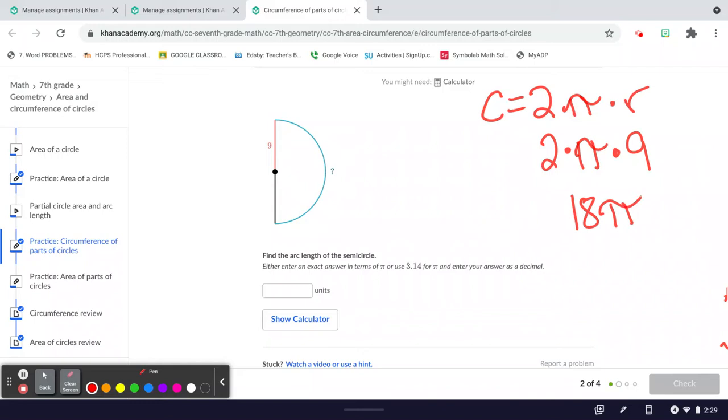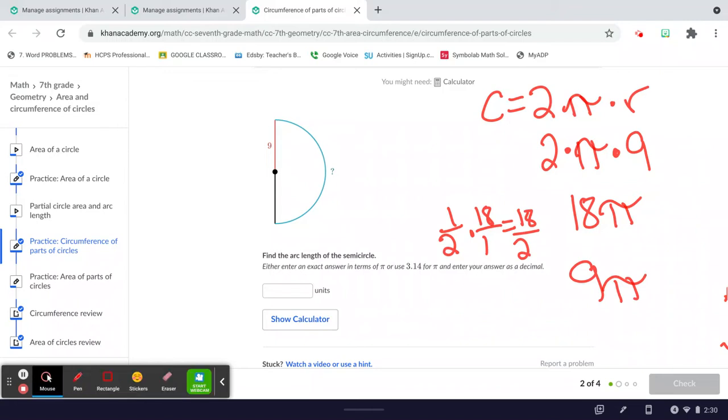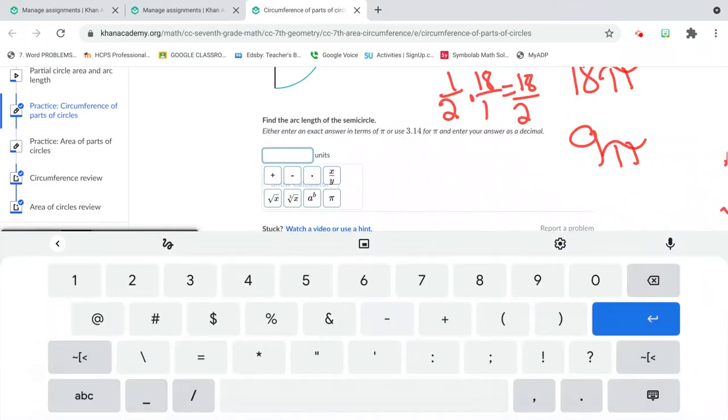This would have been my circumference for the entire circle, but I don't have a whole circle. I have half of a circle. So I take 1/2 and I multiply it by 18 over 1. 1 times 18 is 18. 2 times 1 is 2. I know that 18 divided by 2 is 9, and I bring my pi back down. So my answer for this one would be 9 pi.